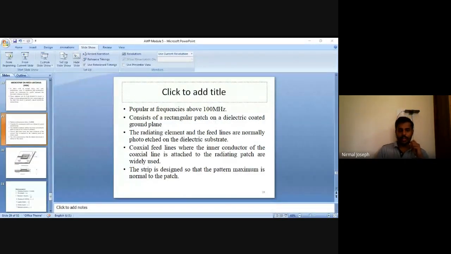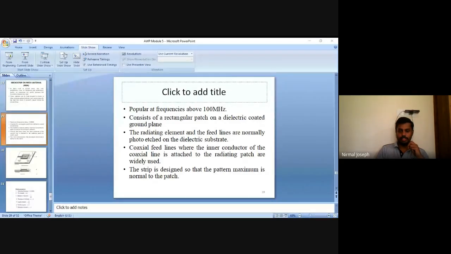Have you ever seen any coaxial cable? Yes or no, at least. Have you ever seen any coaxial cable? Yes. Where? Which cable?